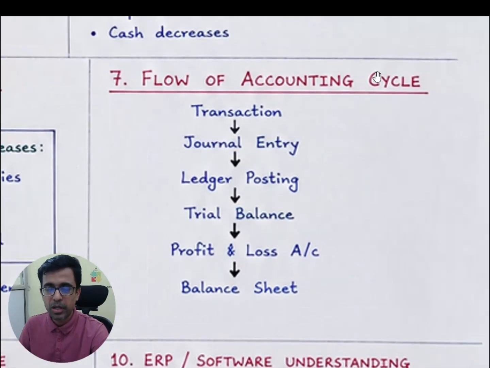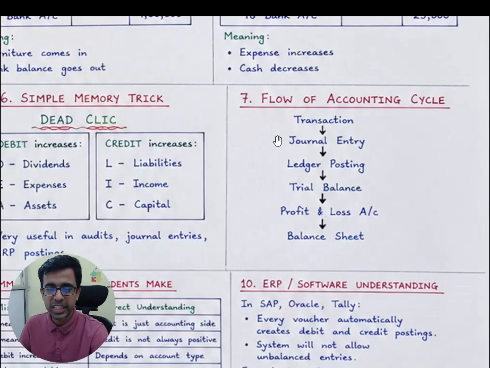What is the flow of the accounting cycle? First, the bookkeeper will make the accounting entry. After that, the journal entry will be passed. After that, ledger posting will be done. Trial balance will be prepared. After that, profit and loss account will be prepared along with the balance sheet. So this is the flow of the accounting cycle.